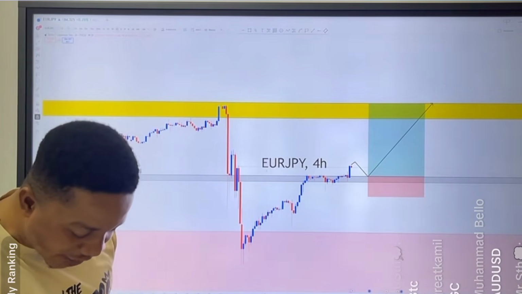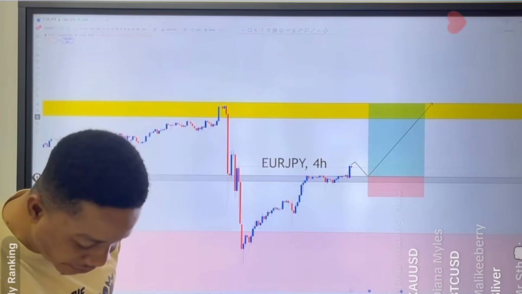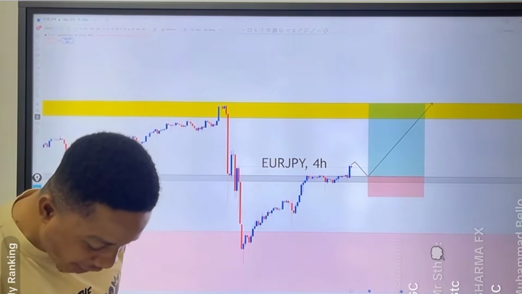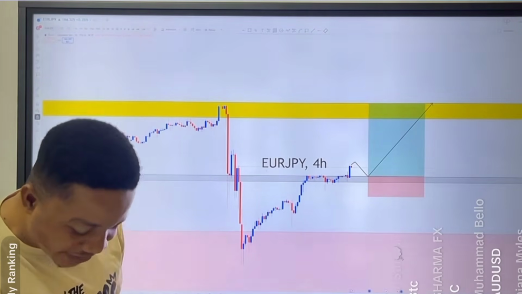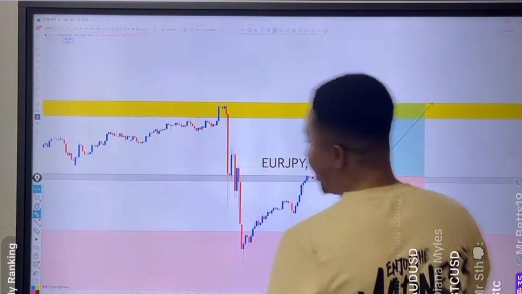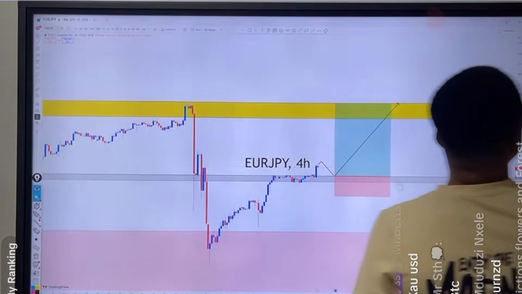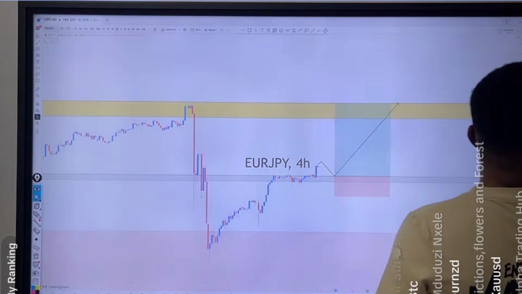Now the next pair is going to be GBP CAD. So GBP CAD by Great Amel. Great Amel is saying GBP CAD. I'm also seeing AUD USD. So GBP CAD and AUD USD is up next. Let's go.